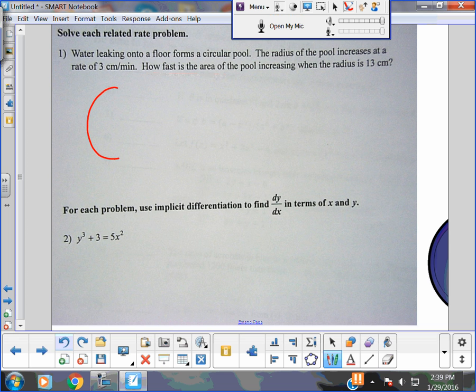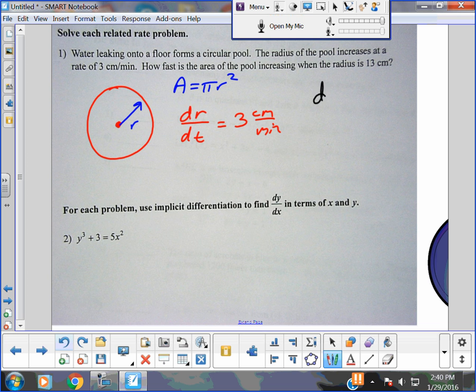We have a pool of water growing at some r, and we know the area of a circle is pi r squared. So that's the figure and the formula. Our two related rates, the one they gave us was the radius was changing at 3 centimeters per minute. In the second sentence it said that. And then it said how fast is the area. So what we don't know is dA dt. How fast is the area changing when the radius is 13, when r is 13. That's our unknown.